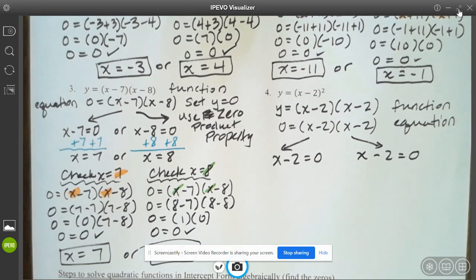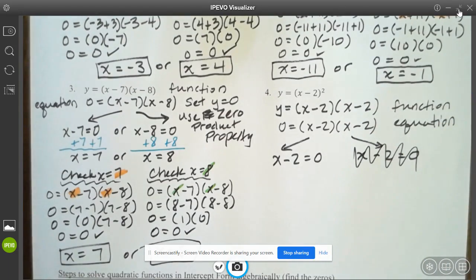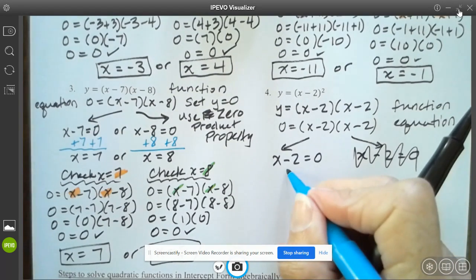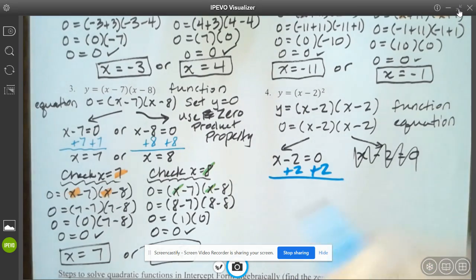What do you notice about those two? If you said they're the same, you're perfectly correct. So guess what? Once they're the same, I really don't need to do it twice. I only need to solve one, because there's only one 0.